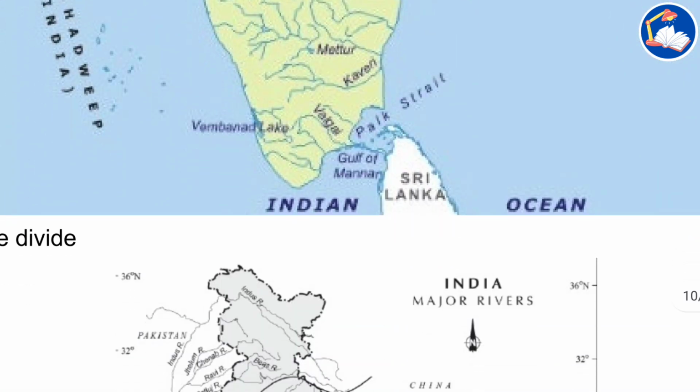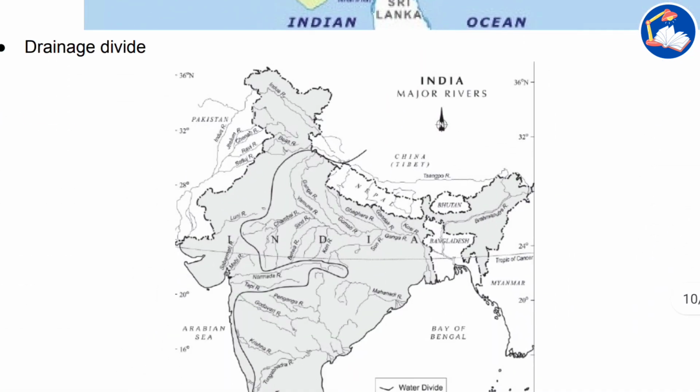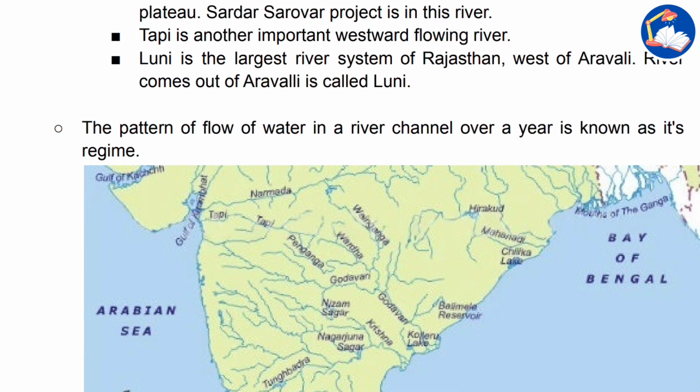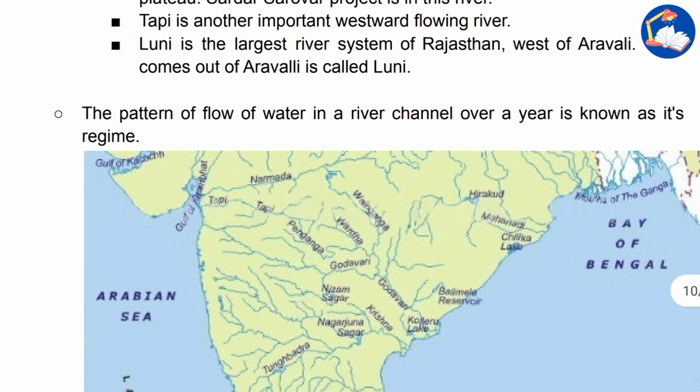Okay. Now we go down to drainage. Sorry, Aravali ranges, it's Luni actually. It's my mistake. Luni is over here somewhere.